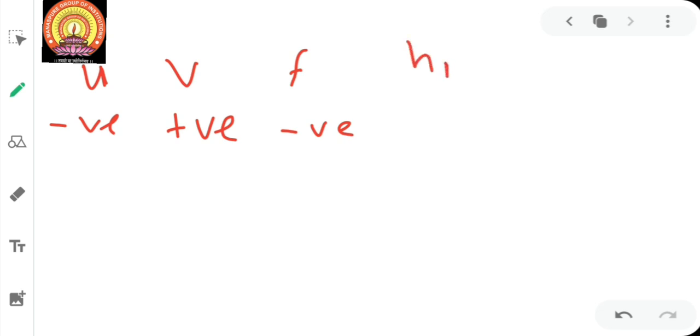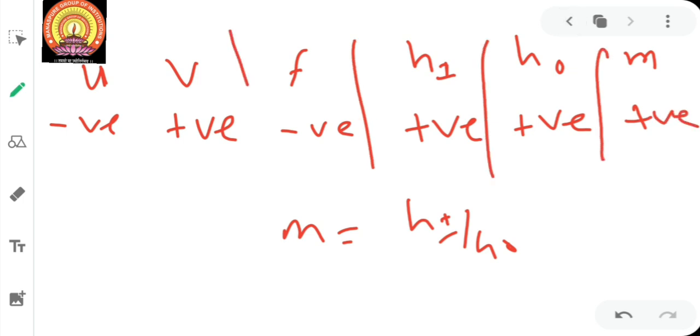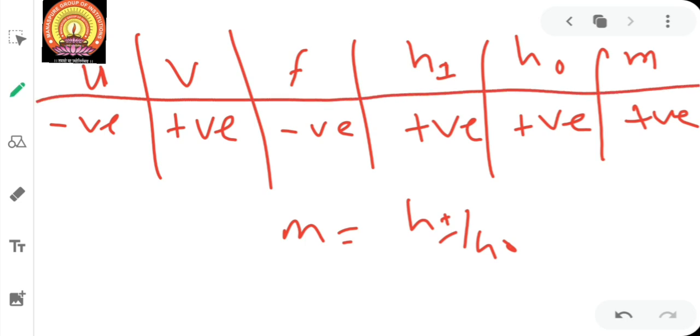Then the height of the image is on the right side and on the upper side of the principal axis, so that is positive. Height of the object, that is also above the principal axis, so therefore that is also positive. And when we take the ratio of magnification, m is equal to hi upon ho, at that time it is also positive. So this is the final thing in the first case, when the object is placed between the pole and the focus. So these are the possibilities when the object is between pole and focus.